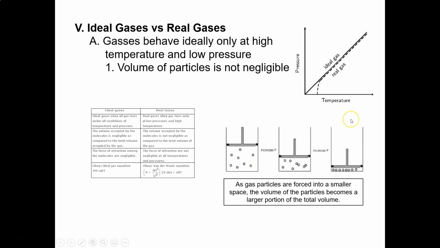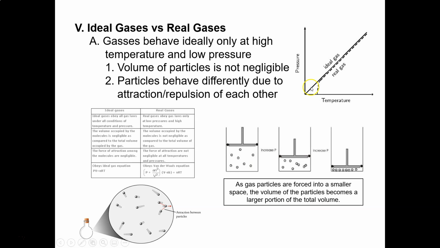Another difference is that in a real gas, the volume of the particles is not actually negligible. Remember how I said before that the particles of a gas are very small, so small in comparison to the distance from one particle to another. That's why in an ideal gas, we assume that the volume occupied by these little molecules is negligible, meaning that it doesn't really matter in terms of calculations. But in real gases, they do matter, and they have a distinct volume that's not negligible, meaning that we can't disregard it in our calculation.